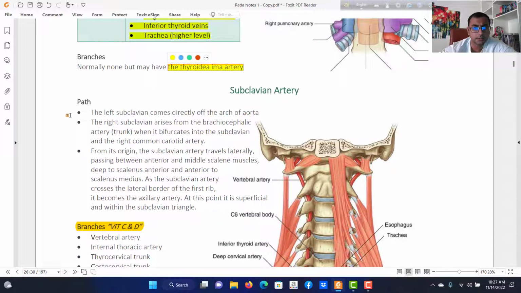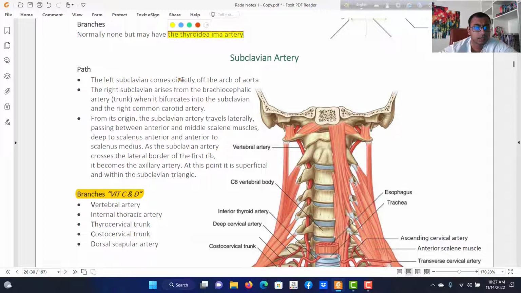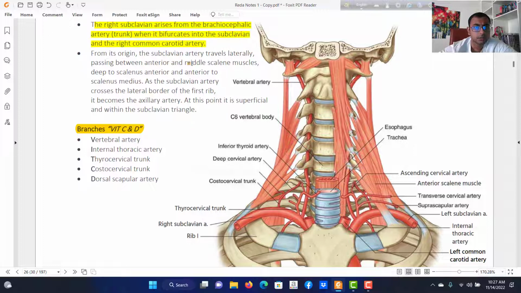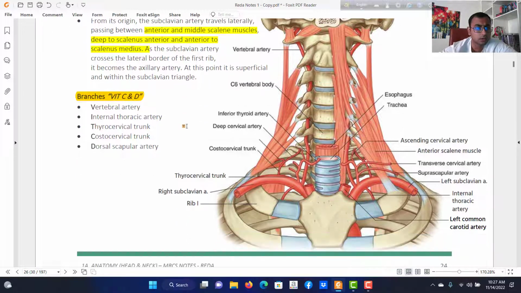Now the subclavian artery. The left subclavian artery comes directly from the arch of the aorta. The right subclavian artery arises from the brachiocephalic trunk, which bifurcates into the subclavian artery and the right common carotid artery. The subclavian artery travels laterally, passing between the anterior and middle scalene muscles, deep to the scalenus anterior and scalenus medius. As the subclavian artery crosses the lateral border of the first rib, it becomes the axillary artery. At this point it is superficial and within the subclavian triangle.